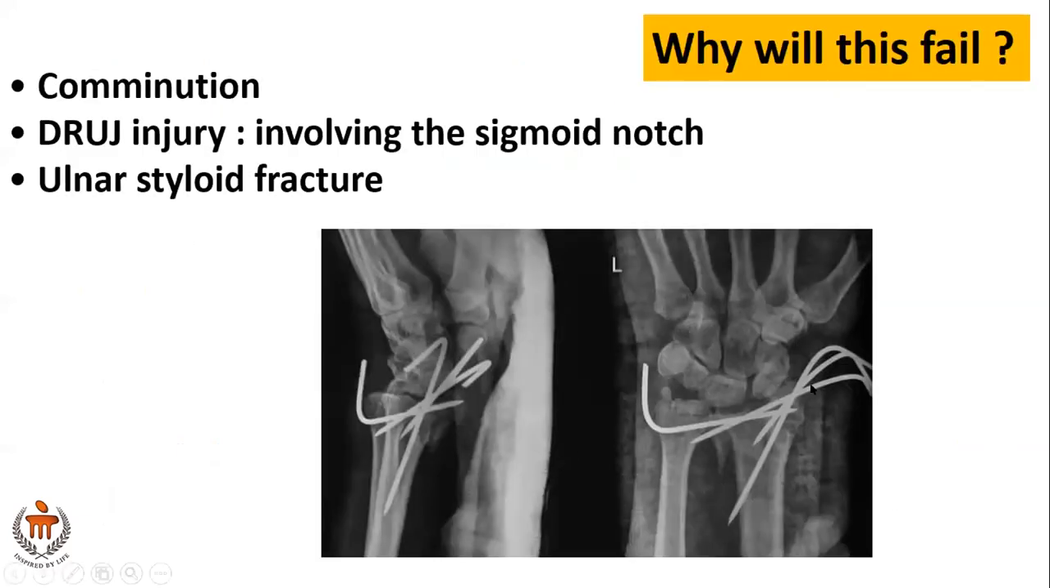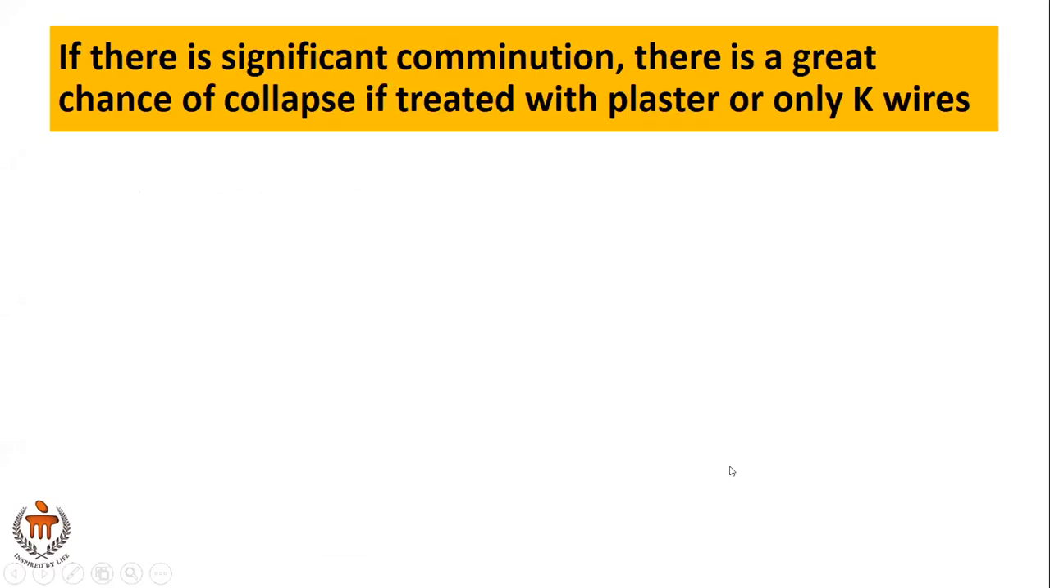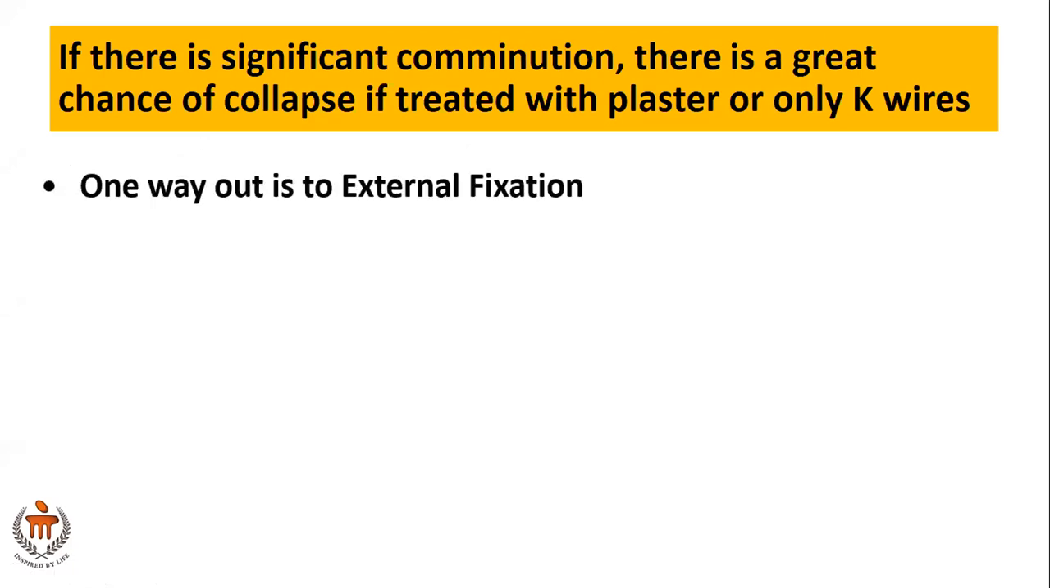This kind of K-wire usage with so much comminution here, with a sigmoid notch injury and a DRUJ injury here, is definitely doomed to fail. So the implant, the K-wire, should not be blamed in this. Probably the surgeon should be blamed for not using them appropriately. So if there is significant comminution, there's a great chance of collapse if you treat with just plaster or only K-wires. And one of the ways is probably an external fixator.